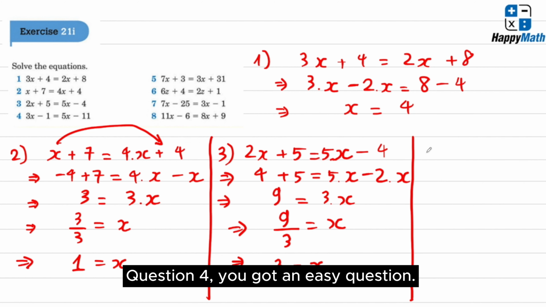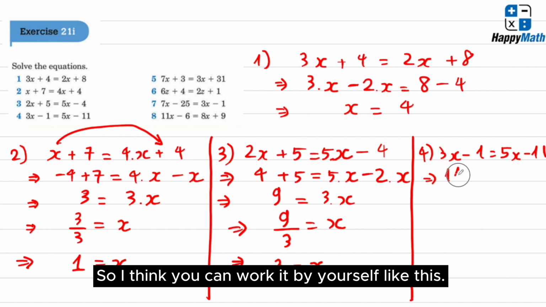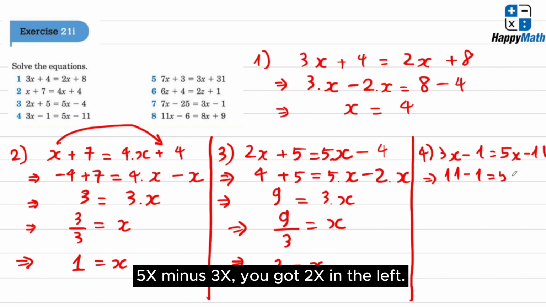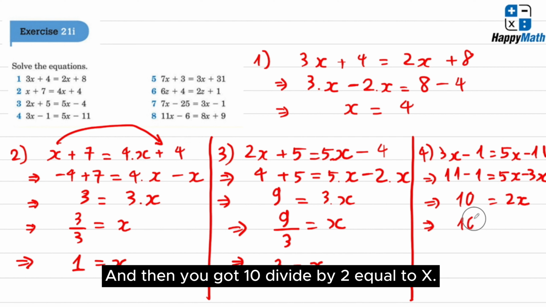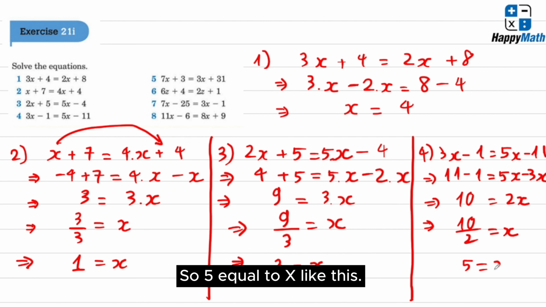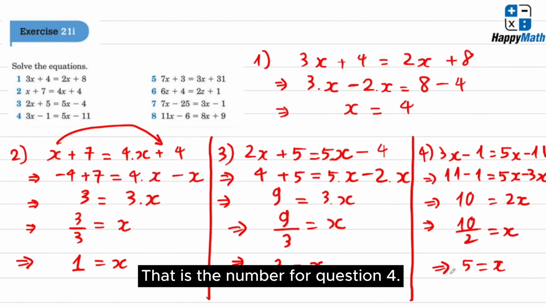Question 4, you got easy. Question 5, x minus 11. So I think you can work it by yourself like this. 5x minus 3x, you got 2x on the left and right. This one is 10. And then you got 10 divided by 2 equal to x. So 5 equal to x like this. Yes, so okay, that is the answer for question 4.